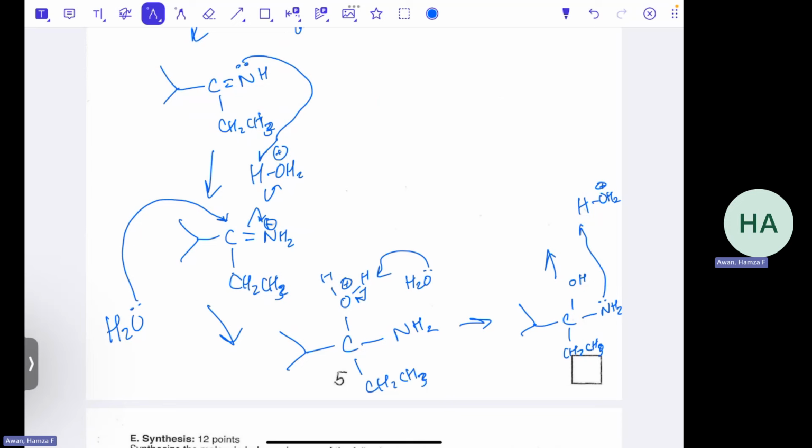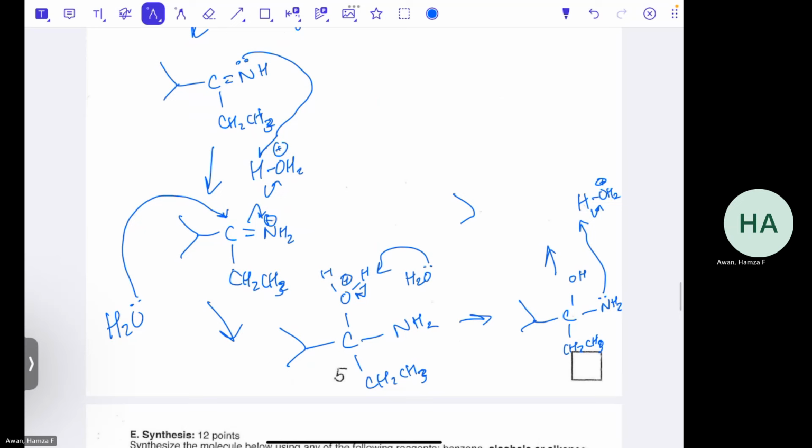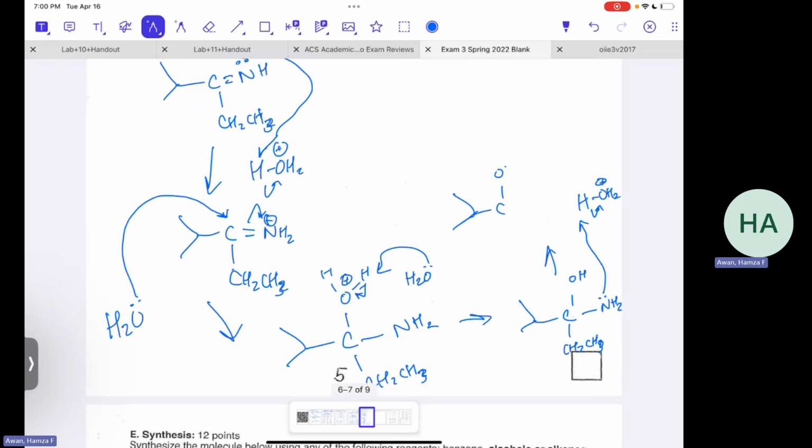So this is going to attack that, break that bond, give us the oxygen. So now we have finally this product, which is going to be our C12OH NH3 with the plus charge on it, and this CH2CH3.